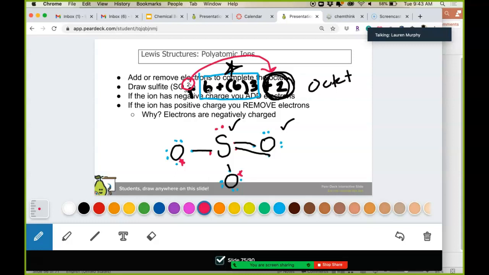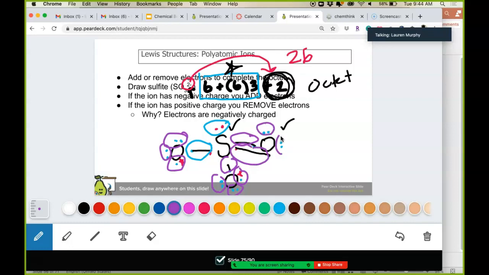So look at, how many electrons is this? Well, 6 times 3 is 18, plus 2 is 20, plus 6 is a total of 26. So I would always go back and count to make sure you did it right. So I'll circle everything. This is 2, 4, 6, 8, 10, 12, 14, 16, 18, 20, 22, 24, 26. Okay, so this checks. All of my oxygens have 8.